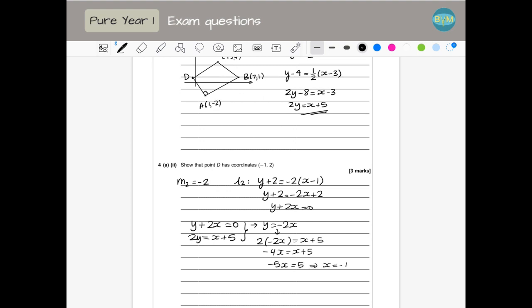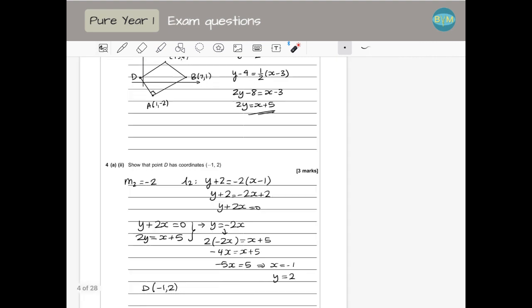So this is x, and I need to find the coordinate of y, so I can use this one, for example. When x is -1, I have -2 times -1, which is +2. So y is 2. So the coordinates of D are -1, 2. And that's what they were given anyway, so if we make a mistake, we can just work it out.